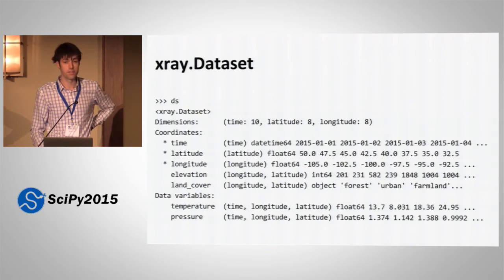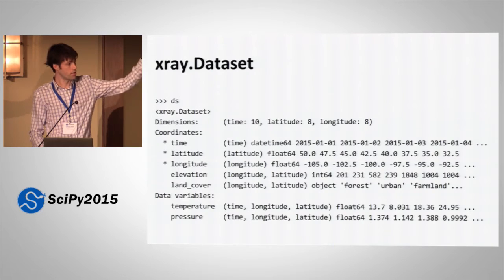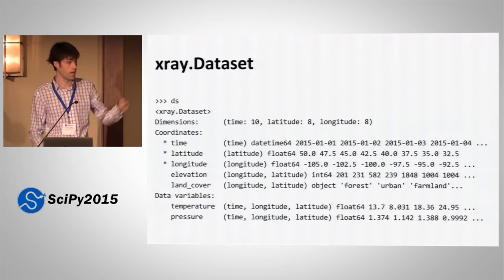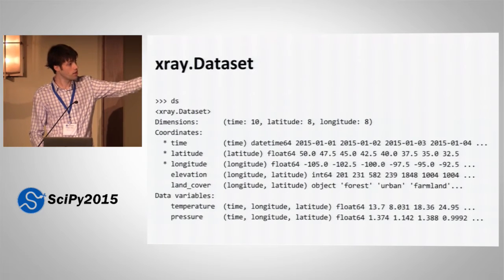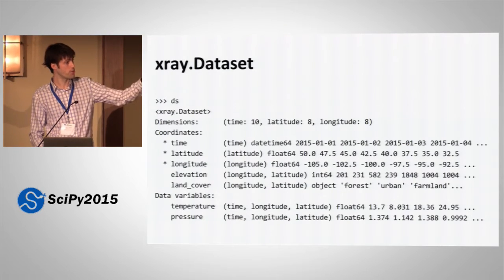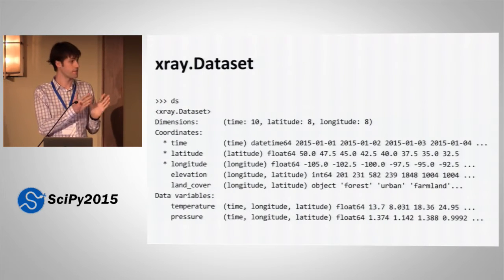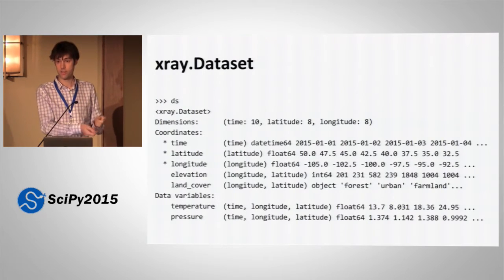So if you load this data into xray and you print this out, you would get a representation that looks like this, that lists out each of these variables. It tells you which dimensions each variable goes along. It tells you that each dimension has a fixed size between all the arrays. So the time dimension has length 10 for each array in this dataset that uses the time dimension. And we also get a little bit of a preview of the data type and the values for each array.